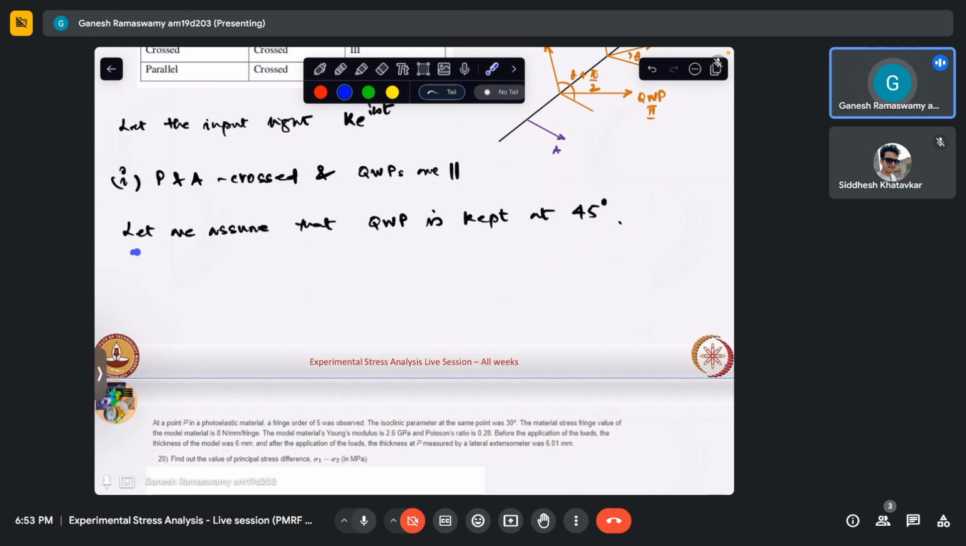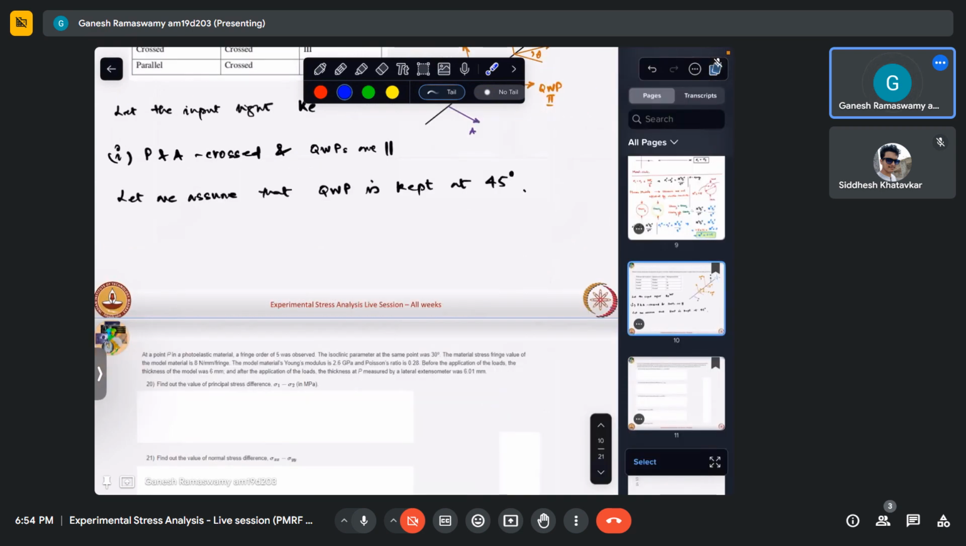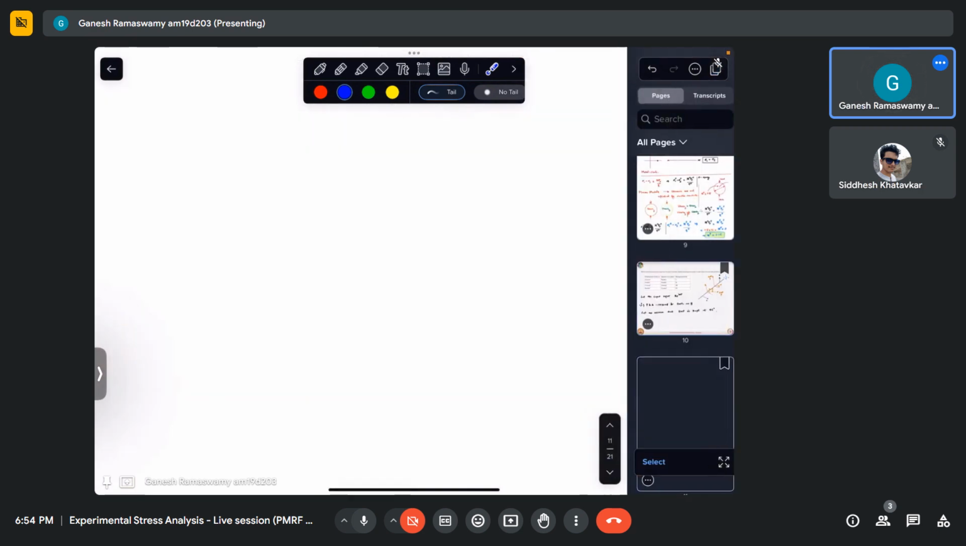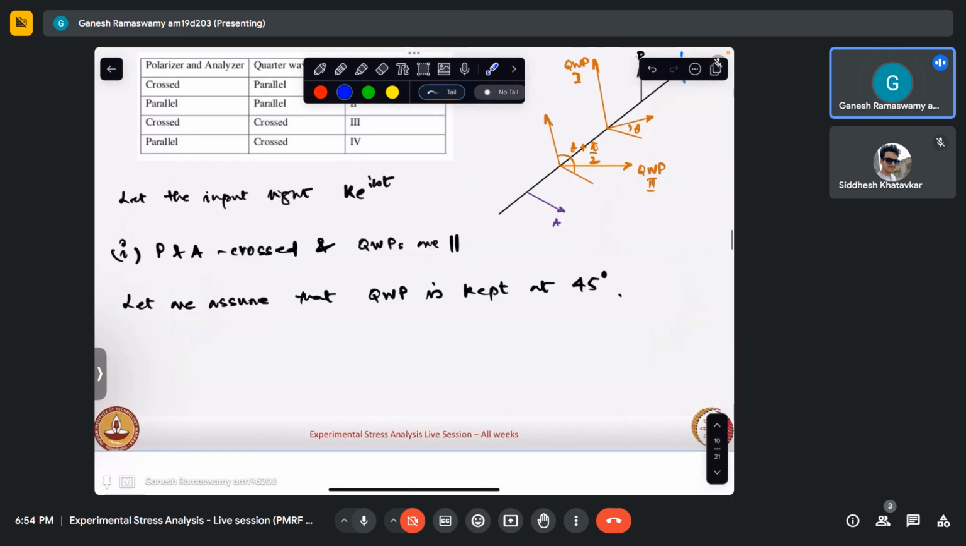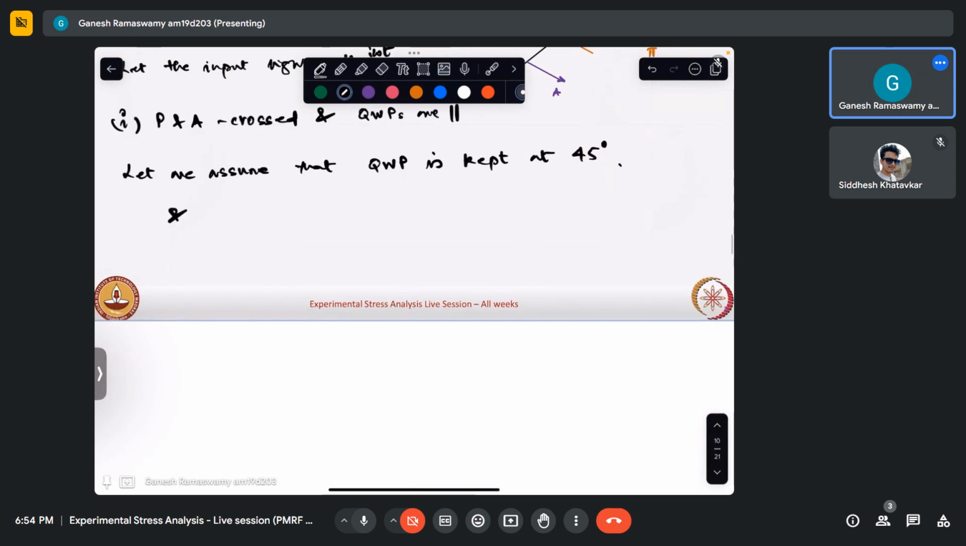Now one might ask the question why we are assuming this. Can't we solve it without assuming? We can. Only thing is we will have to do longer multiplications, which will become obvious in the course of the explanation now. And let me also assume that polarizer P is at 90 degrees.